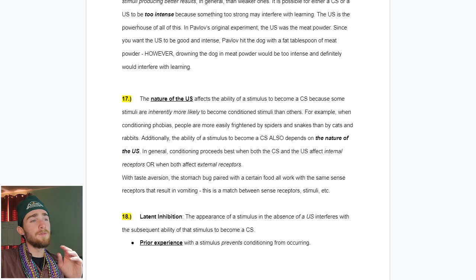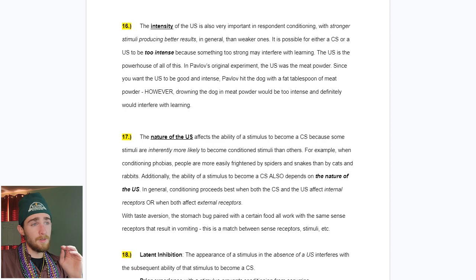The intensity of the unconditioned stimulus is also very important in conditioning, with stronger stimuli producing better results than weaker ones. Now remember, the unconditioned stimulus is the powerhouse of all of this, and to illustrate this point about intensity, when Pavlov was running his experiments, he would hit the dogs with a fat teaspoon of meat powder, right? So that's enough to get them drooling. However, he wouldn't go too intense with it. He wouldn't drown them in meat powder because that would be too intense. Too much of a good thing.